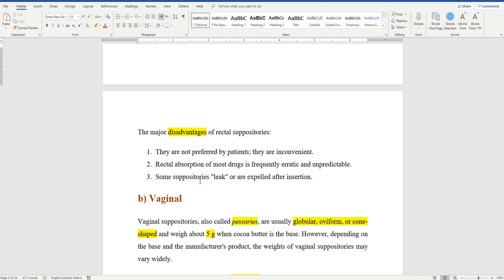It's not consistent. Another problem is that the suppositories might get leaked from the rectum, especially if the suppository is oily, or even expelled after insertion. Meaning you inserted it but did not insert it well enough inside. When I say well enough inside, I mean about 1 inch in adults and maybe half to 1 inch in infants and the pediatric population. So in this case, it might be expelled.